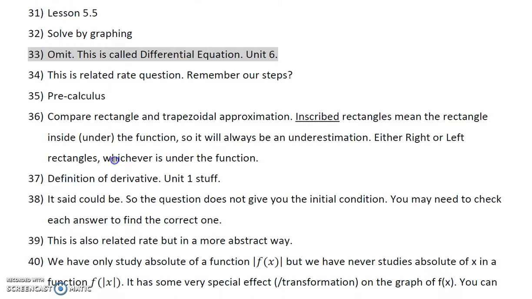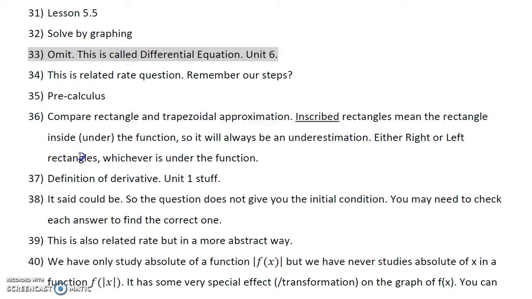So remember our steps. You need to set up a primary equation, and then from there you derive it to get a related rate equation, and then you solve. Question 35 is pre-calculus. Question 36 is like a problem-solving question. You need to do some work on this one, okay? They ask you to do a rectangular approximation and then do a trapezoidal approximation, and then you compare the two answers, okay?